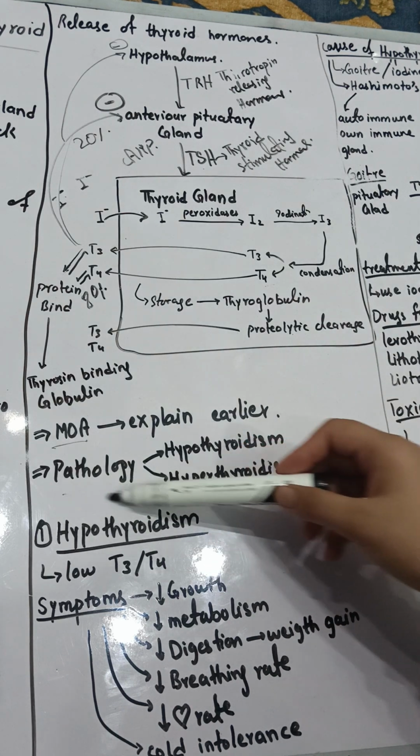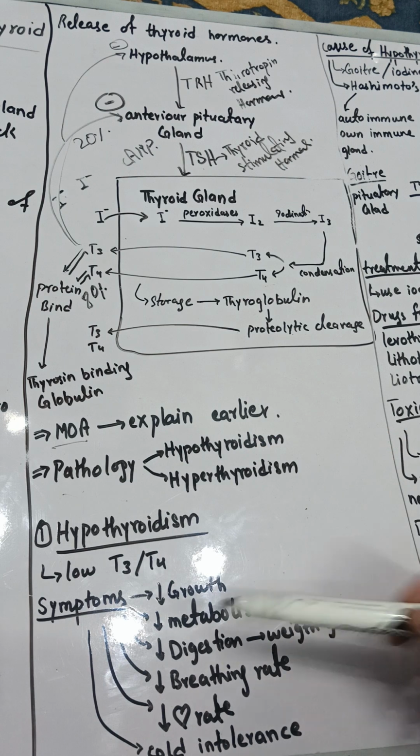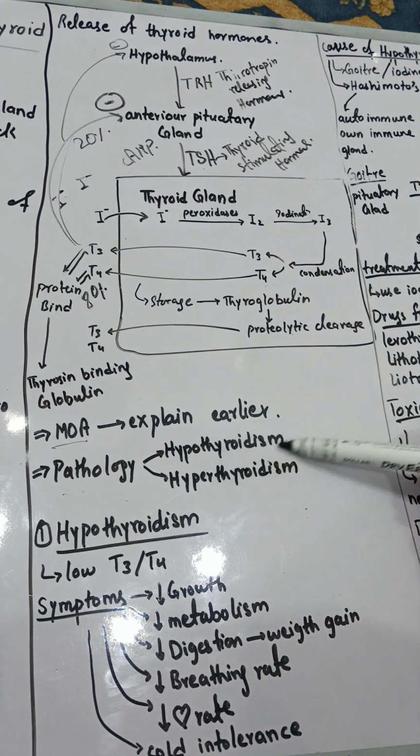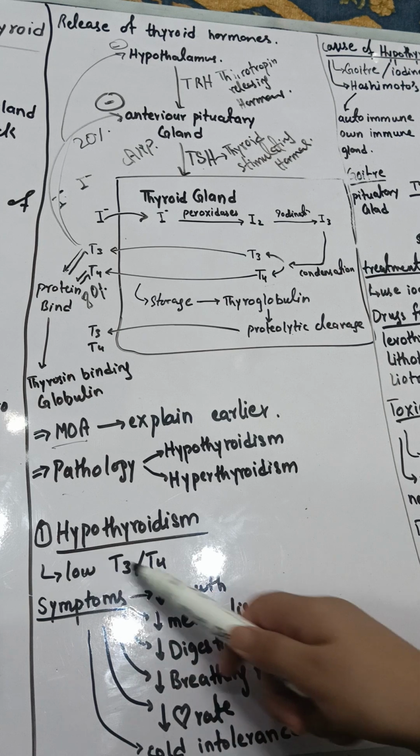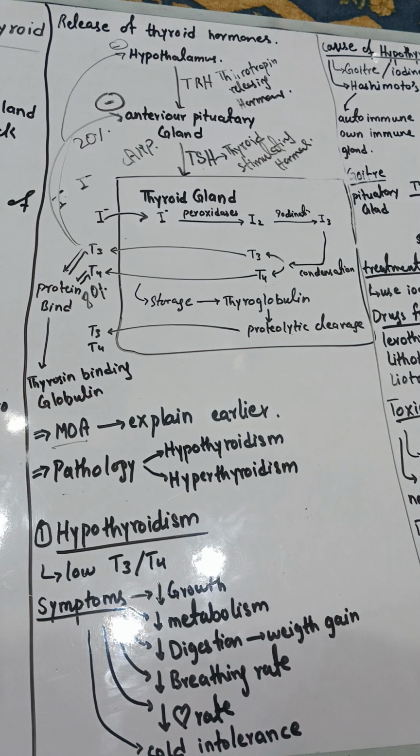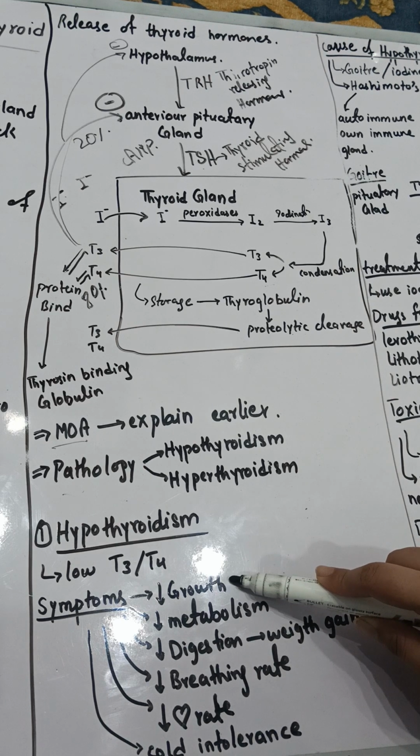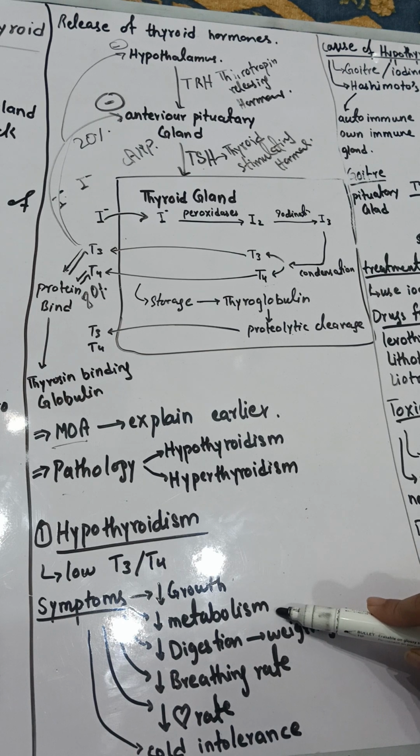Now let's discuss their pathology. Two types of pathology can happen: hypothyroidism and hyperthyroidism. The word hypo means decrease. It is a state in which you have low production of T3 and T4 hormones. So when you have hypothyroidism, what kind of symptoms will you observe in your body? Actually, the growth of your body will decrease and the metabolism will be disturbed.